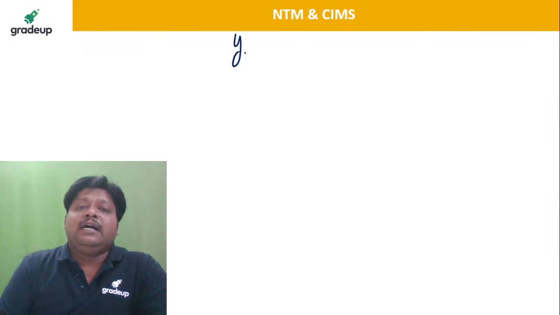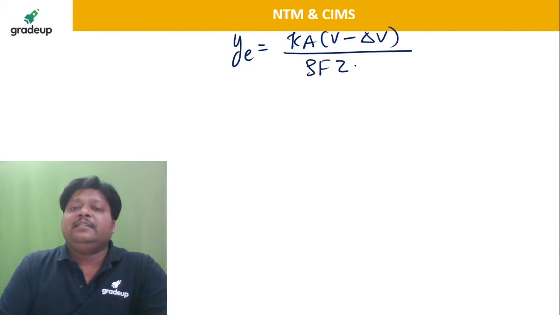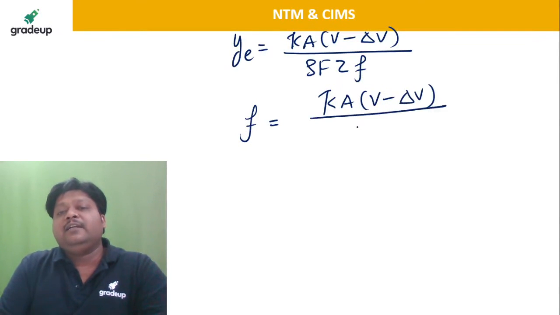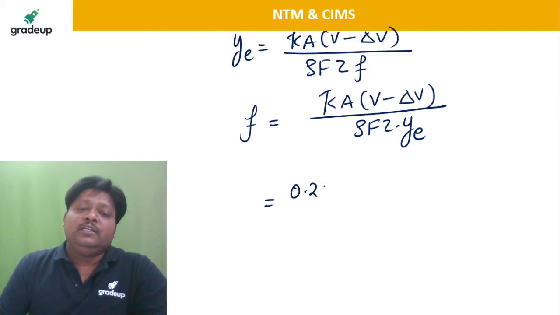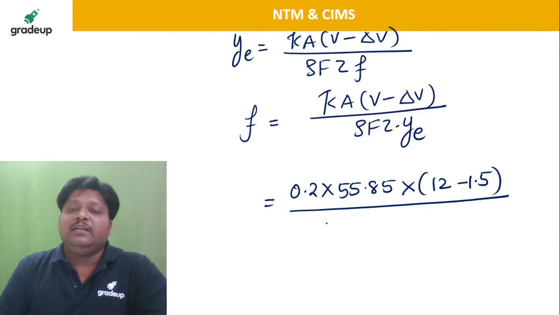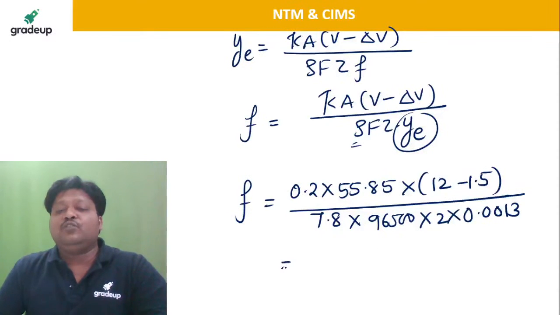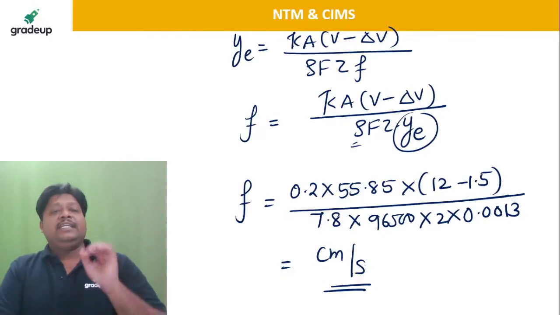Come on, fast. You know that Y_E is equal to K A times (V minus delta V) divided by rho F Z times the feed. Now the feed needs to be calculated. So feed equals K A (V minus delta V) divided by rho F Z into Y. K is 0.2, gram atomic weight 55.85, into supplied voltage 12 volt minus over voltage 1.5 volt, divided by density 7.86 into F 96,500 into Z 2 into Y, which is 0.0013 centimeter. Y is the equilibrium gap. I will get the feed in centimeter per second. Don't forget, you will get the value in centimeter per second. Tell me what answer you are getting for this.